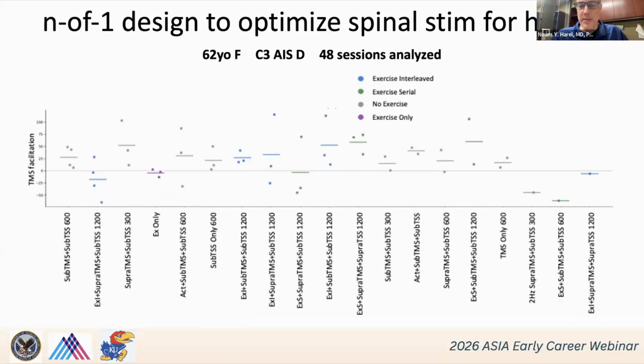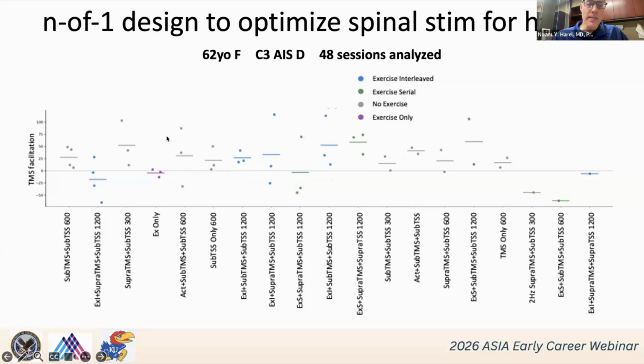And this is just an example of the data, and it's not simple. N-of-1 doesn't mean it's simple. It's actually complicated. This person is a 62-year-old participant. She has incomplete cervical spinal cord injury. She's done 48 sessions with us so far of different variations of the paired stimulation with or without exercise, hand functional task practice exercises combined in different ways. There are multiple repeats of each intervention.